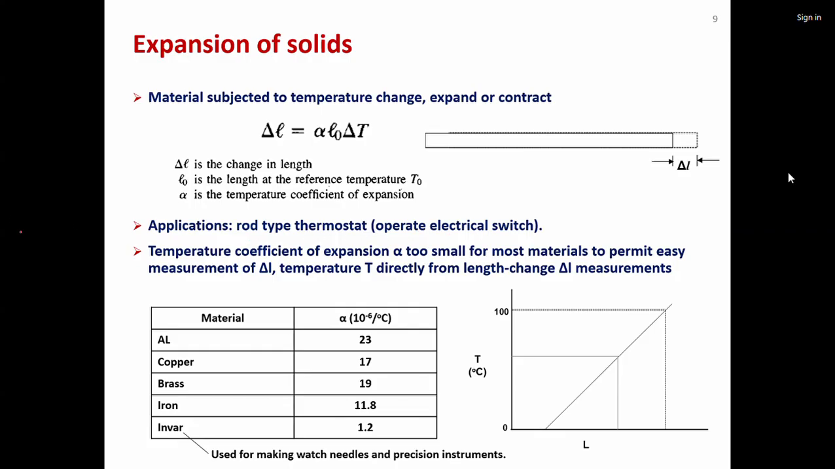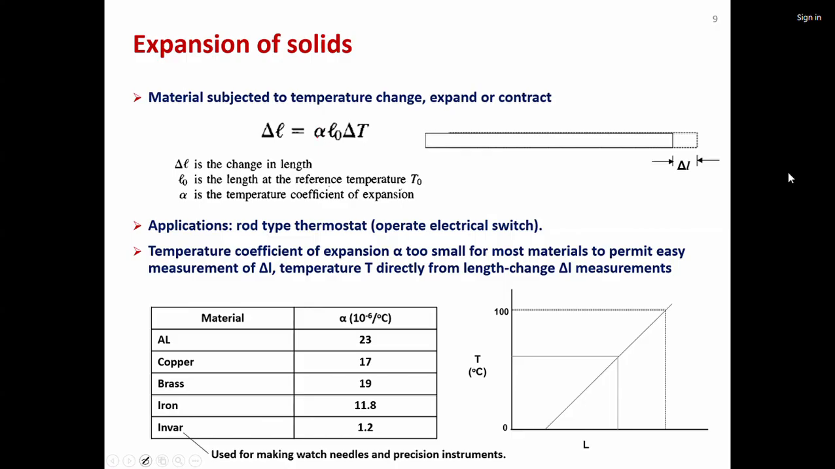Okay. The temperature coefficient of expansion alpha that you have here is typically very small. As you can see in this table, it is tabulated. So you can see that for aluminum it is 23, copper 17, brass 19, and iron 11.8, all times 10 to the power minus 6 per degree centigrade. For example, for aluminum, it will be 23 into 10 to the minus 6 per degree centigrade. That is the value of alpha. So it is actually a very small quantity.